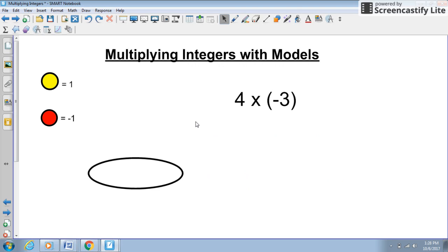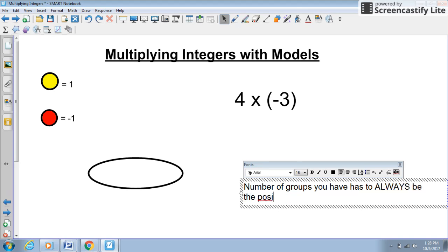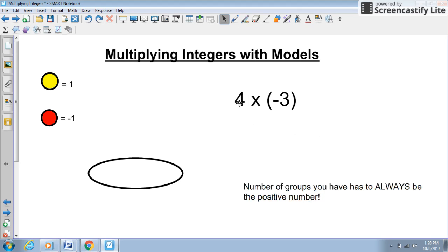Alright, so in this instance, we have 4 times negative 3. Well, how do we know how many groups, and how do we know what goes in what group? Well, you have to understand that the number of groups you have has to always be a positive number. So in this case, our positive number is 4. So again, we're going to have 4 groups. And in each of those groups, we're going to have negative 3.